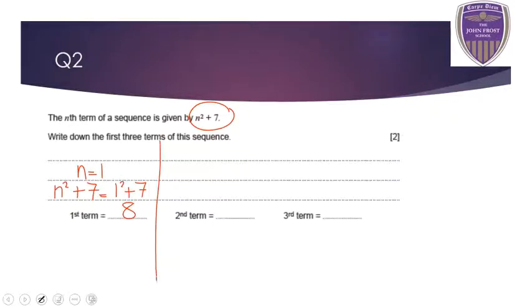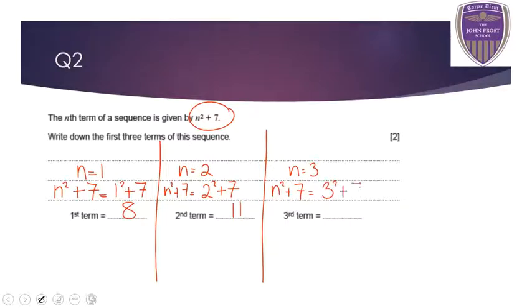For the second term, that's when n is 2. So basically, you're going to have n squared plus 7, which is 2 squared plus 7. 2 squared is 4, add on 7 is 11. And the third term is when n is 3. So it's n squared plus 7, 3 squared plus 7. 3 squared is 9 and 7 is 16. So those are your 3 answers.